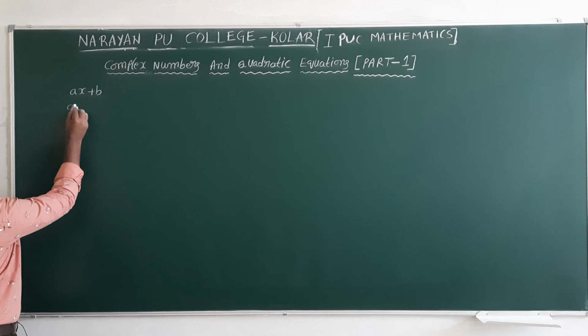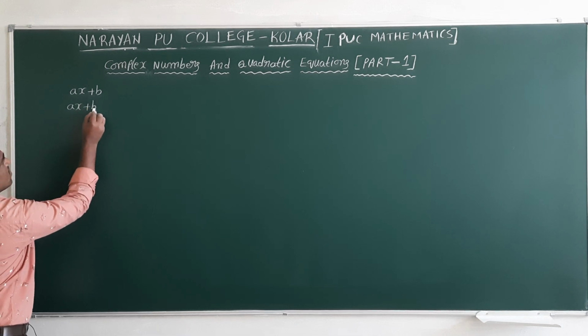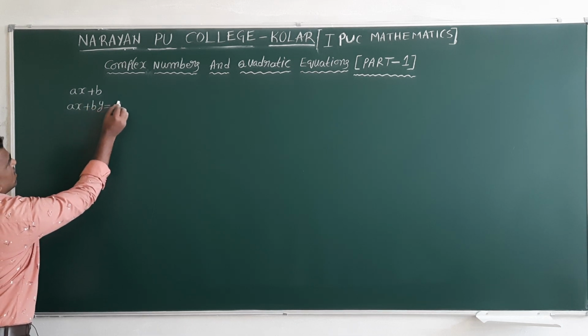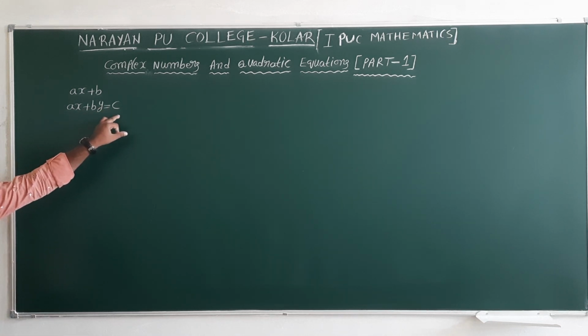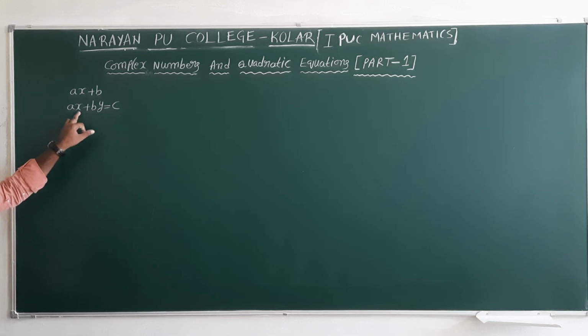Suppose ax plus by equal to c, or otherwise 0, whatever it may be. Here a, b, c are real numbers, and x and y are the variables. So here x is one variable, y is another variable. That's what it is, a linear function in two variables. So for these functions, how do we find the solutions?